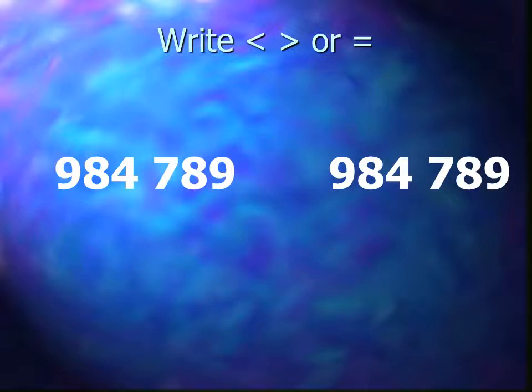Let's try another one. Can you see the trick here? Please write less than, greater than, or equals to between these two numbers. I can't trick you. Did you put equals? Very good. 984,789 equals 984,789. Both numbers are the same value.